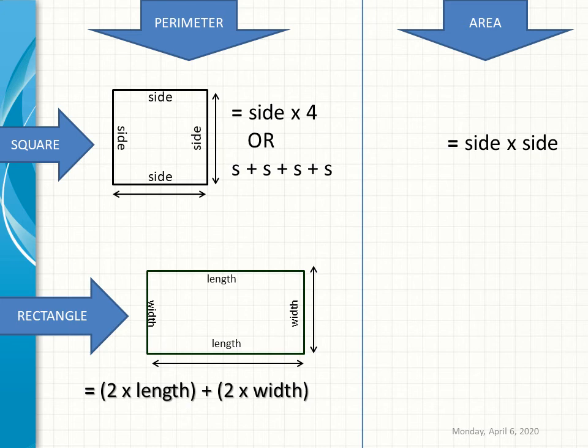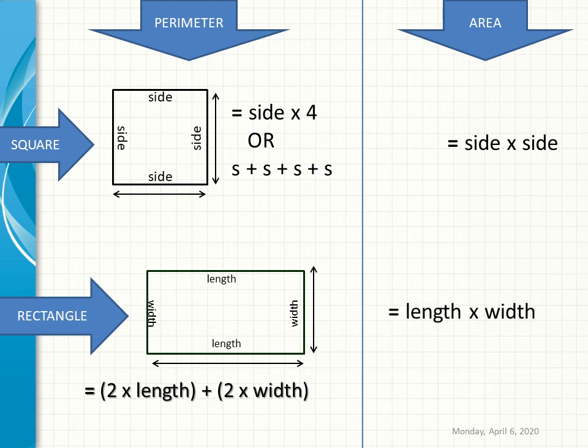So if, for example, the side of this square is 6 centimeter, to find the area, we will multiply 6 times 6 because the sides are the same. Remember, for the perimeter, it would be 6 times 4. But for the area, it will be 6, the length of the side of the square, times 6. Please do not forget that.